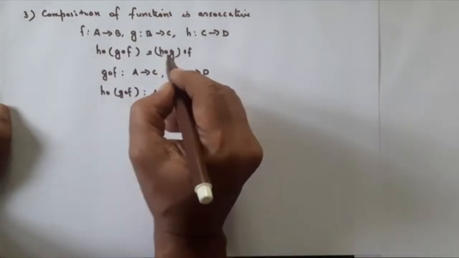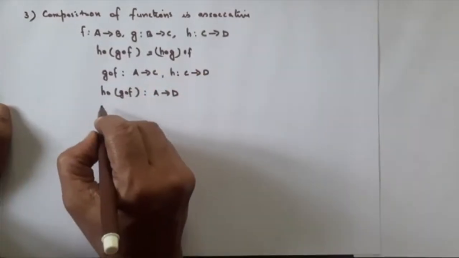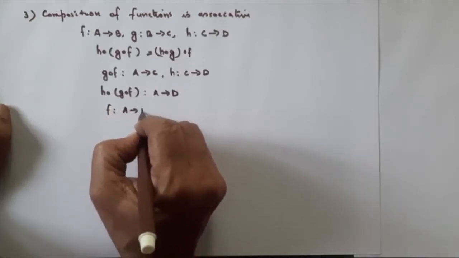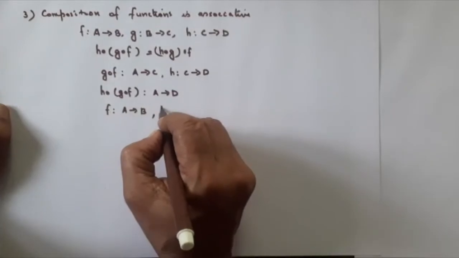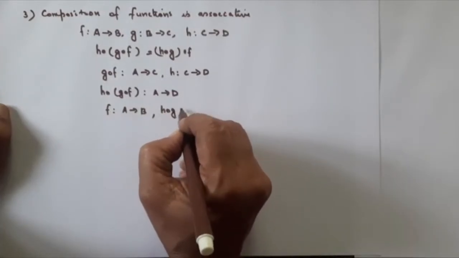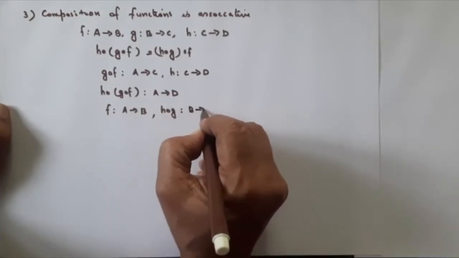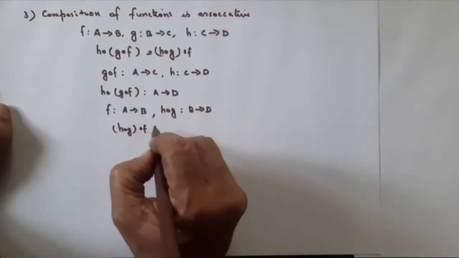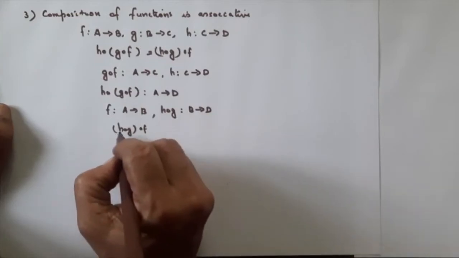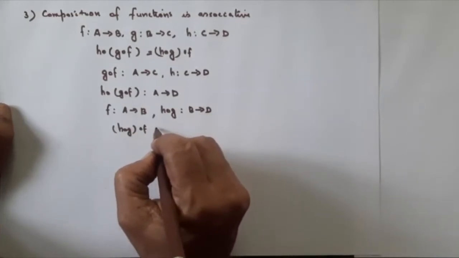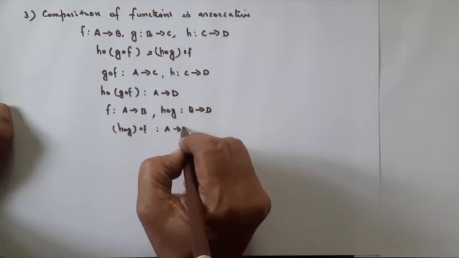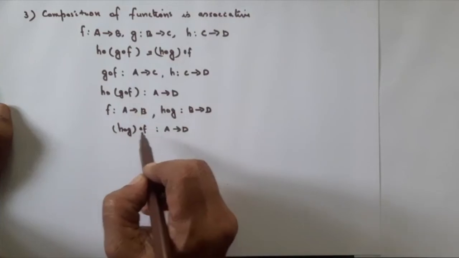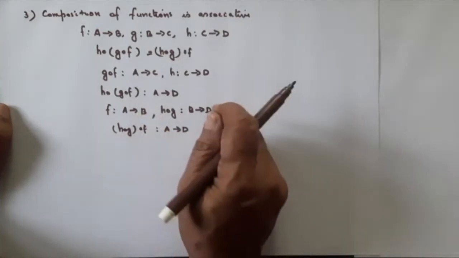Similarly, now let us take this. What about f? f is a function from A to B, and h dot g is a function from B to D. Then what about h dot g dot f? This is the composition of h dot g and f. This is a function from A to D. Therefore, both (h dot g) dot f and h dot (g dot f) are functions from A to D.